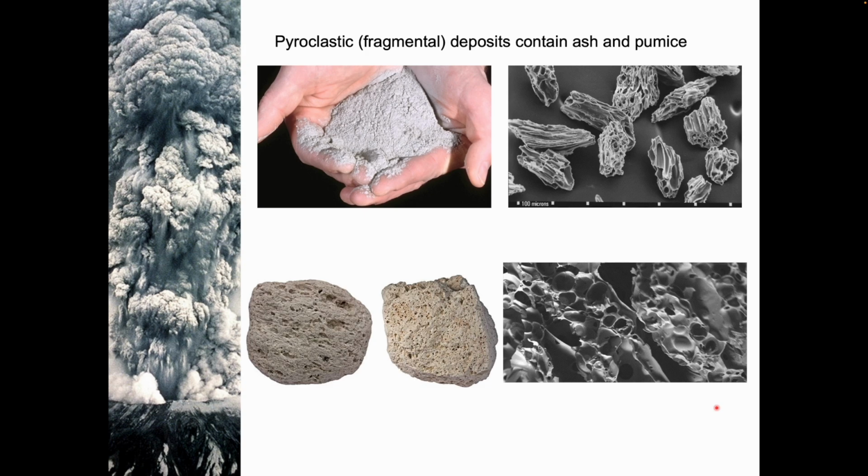So what kind of deposits do pyroclastic flows make? Well, mostly we have ash, which we already discussed is composed of tiny fragments of vaporized magma and lava. And then we also have pumice, which is basically a large glassy sponge of frothy lava or magma.